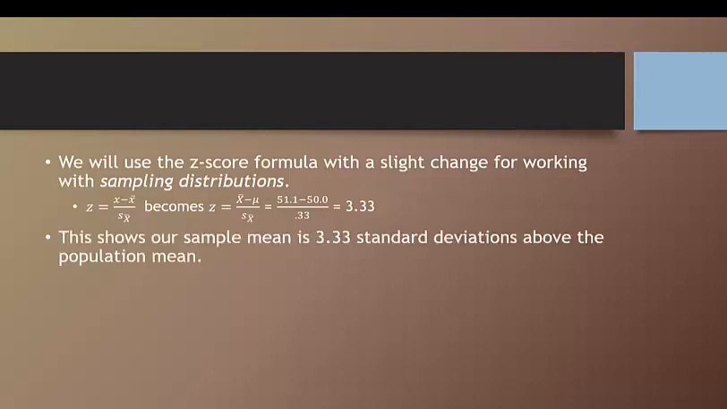Okay, so this shows that our sample mean is 3.33 standard deviations above the population mean. Okay, so we discussed the normal curve, and we started looking at those standard deviations so that we saw that one standard deviation is about 34%, and so forth. That's all coming into play here. And so when we have a z-score of 3.33, that means we're up really, really high on the curve.